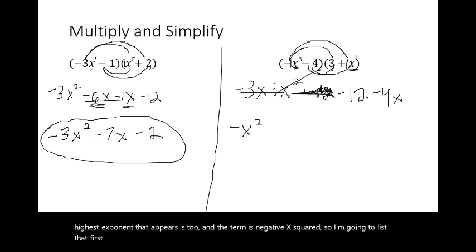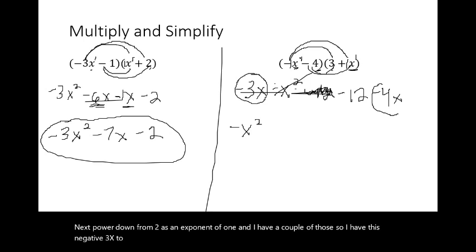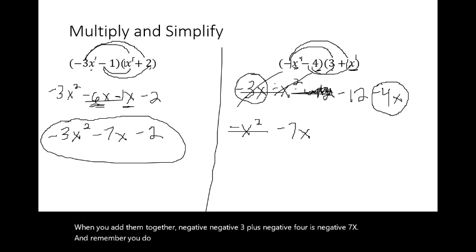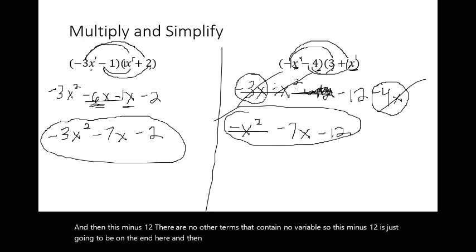Next power down from 2 is an exponent of 1, and I have a couple of those. So I have this negative 3x to the power 1 minus 4x to the power 1. And when you add them together, negative 3 plus negative 4 is negative 7x. And remember, you do not change any variables or powers when all you're doing is adding together. And then this minus 12, there are no other terms that contain no variable. So this minus 12 is just going to be on the end here, and then this is going to be your final answer.